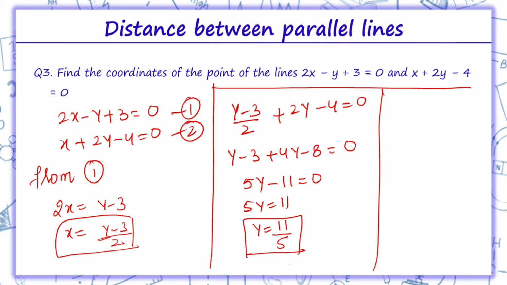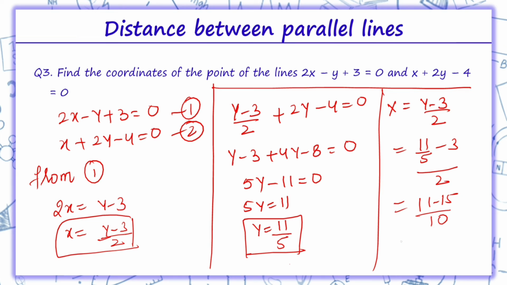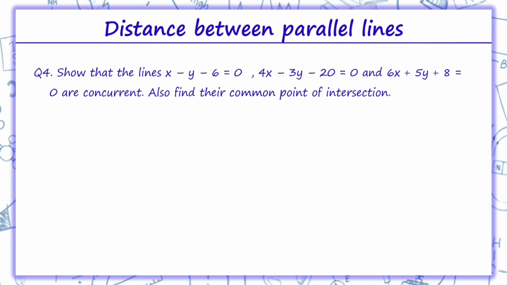Now since we have got the value of y over here, so now we'll be solving x. X is equals to (y minus 3) by 2. Y is 11 by 5, minus 3, by 2. So (11 minus 15) by 10, which is minus 4 by 10. So these are the coordinates of the point of intersection of the lines 2x minus y plus 3 equals 0 and x plus 2y minus 4 equals 0. Coming on to next question.